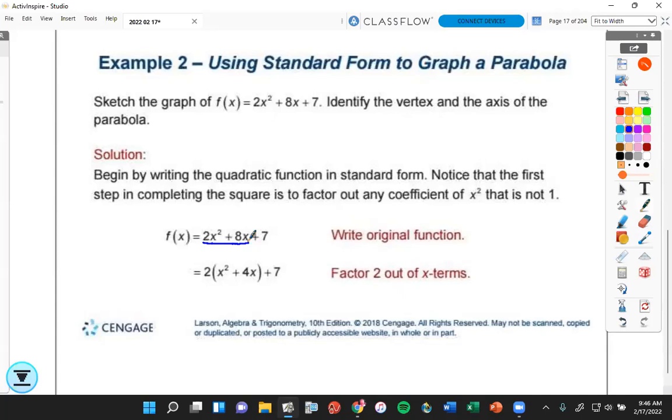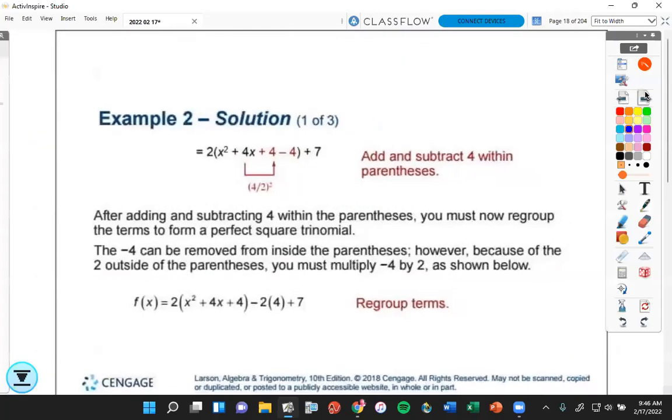After the 2 has been factored out, I look at that 4x. Half of 4 is 2, right? Half of 4 squared is 4. So what they're doing is adding and subtracting within the parentheses. That's not how I did it. Remember, I would add and then subtract, but I would subtract on the outside. They're doing it on the inside. And that's okay. What they've done here now is they have made a perfect square.